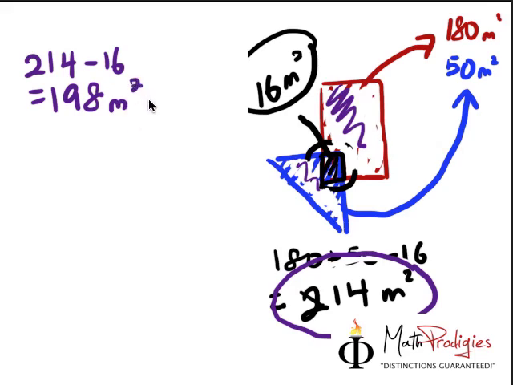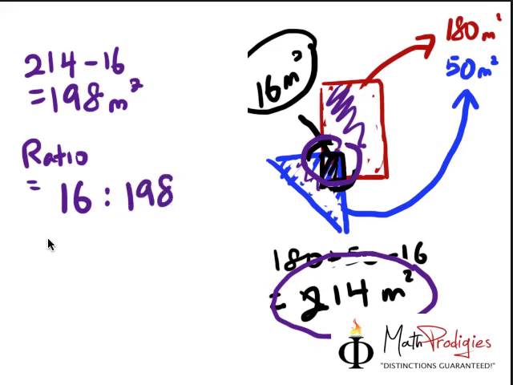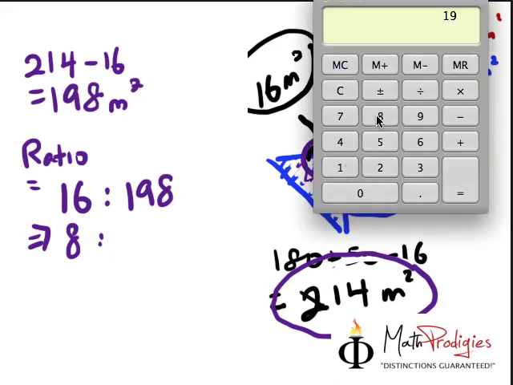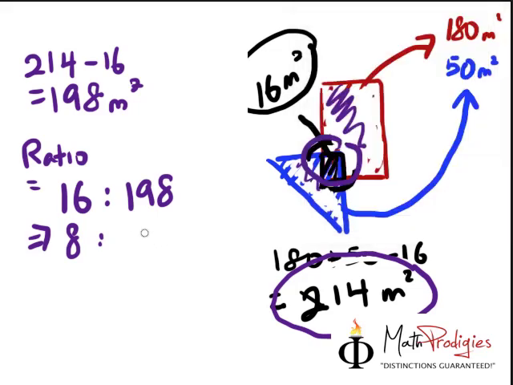So what is the ratio of the area of the shaded part to that of the non-shaded part? So the ratio is actually equal to shaded part 16, non-shaded part 198. Can you divide it further? Can you simplify it? Yes, you can. You divide by 2, you get 8, and you get 99. 198 divided by 2 gives you 99, am I right? So can you go further? I don't think you can. Nope, you cannot, and that is the final answer. The answer is 8 is to 99.